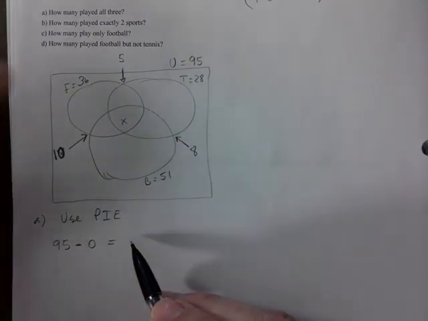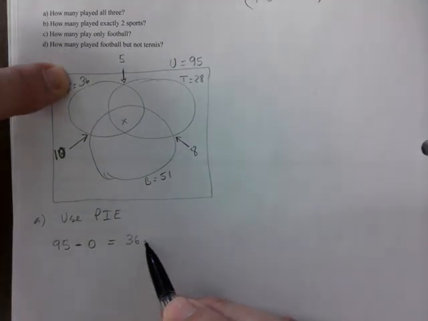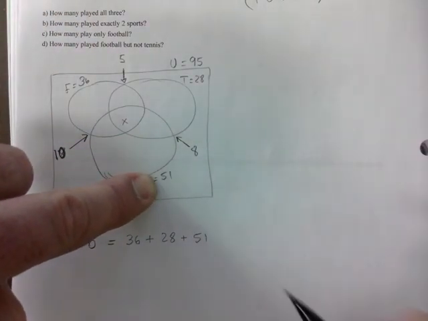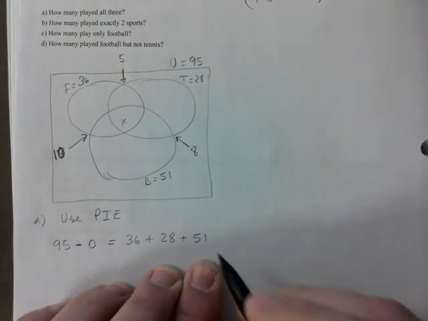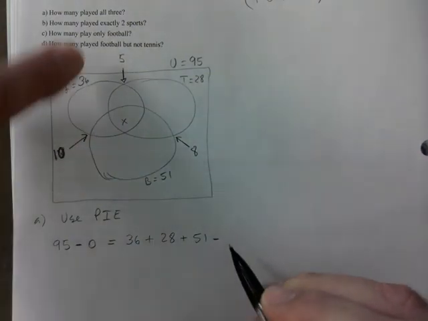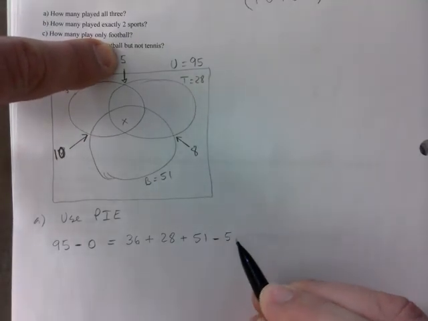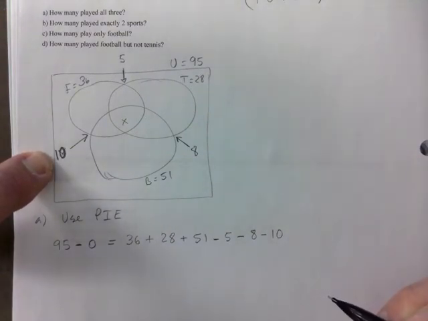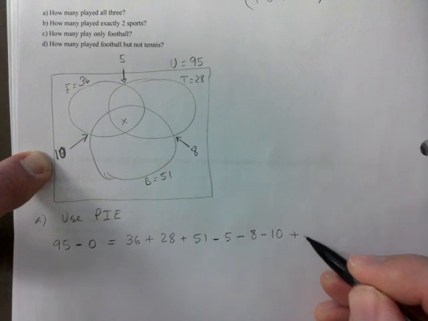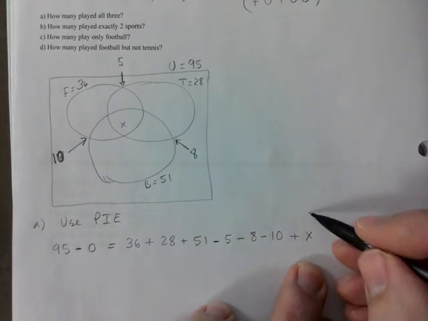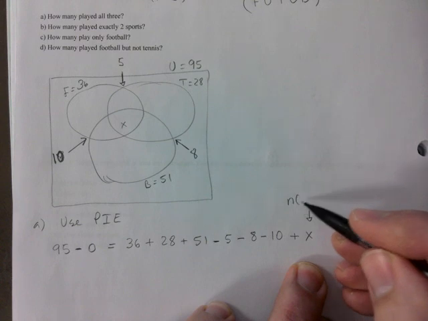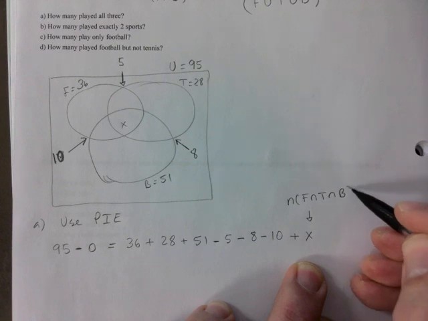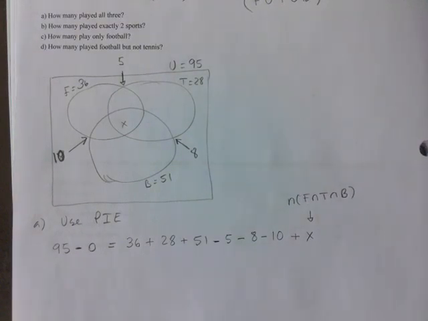And then just watch the pattern. You add all the numbers outside. So 36, 28, 51. Then you go minus. I'm going to start at the top here. Minus the intersection, minus that other intersection, and minus the third intersection, plus x, because this is where we add. Right? This piece right there is f and t and b. We're looking for that one.